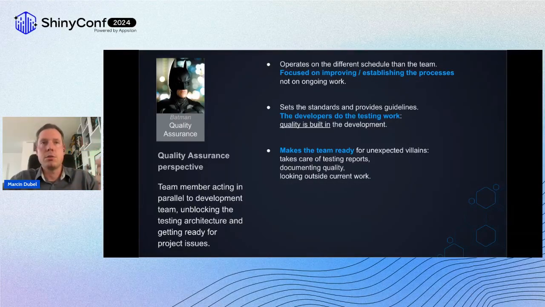I also really like the Batman metaphor, because if you know the comics or movies, he is a regular human being without any superhero skills. And this is exactly what this is about. We are not talking here about any superhuman developer. It's just about operating differently than the regular developers.